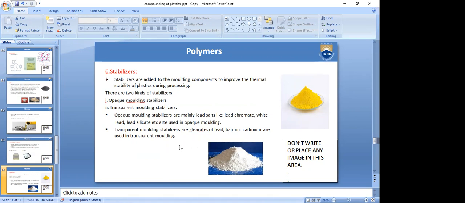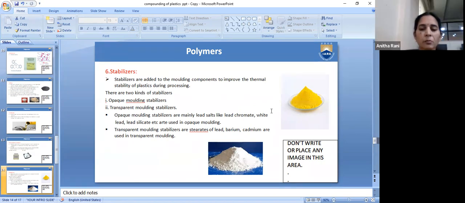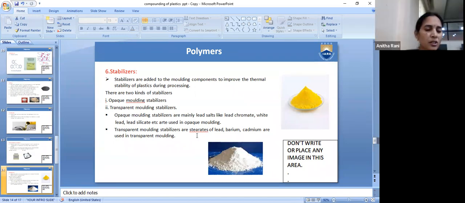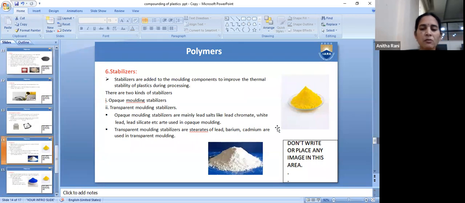Barium stearate, cadmium stearate. So the examples are lead chromate, white lead, barium stearate, cadmium stearate.